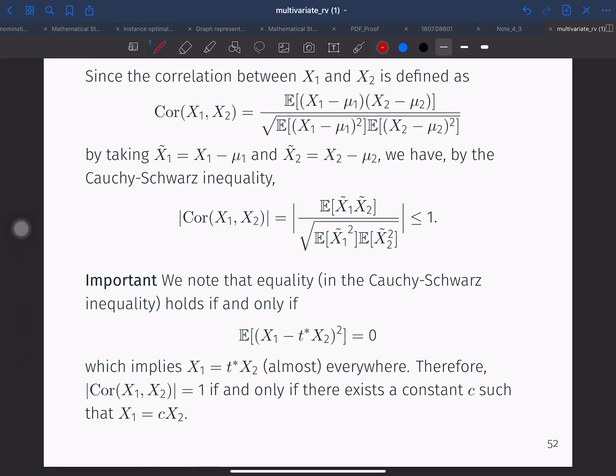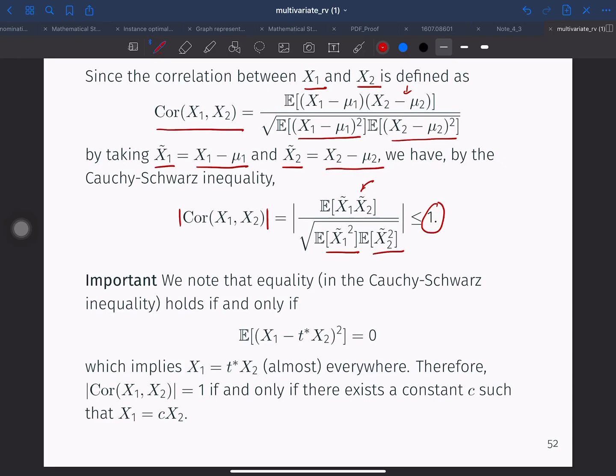Because the correlation between x1 and x2 is defined in terms of this expression, by taking x̃1 to be the centered version of x1 minus its mean, and x̃2 to be the centered version of x2 minus its mean, we can say that the absolute value of the correlation is nothing more than: the numerator is now the expected value of x̃1 x̃2, and the denominator involves x1 minus mu1 squared, which is just x̃1 squared, and x2 minus mu2 squared, which is x̃2 squared. Therefore, by the Cauchy-Schwarz inequality, it has to be less than or equal to 1.